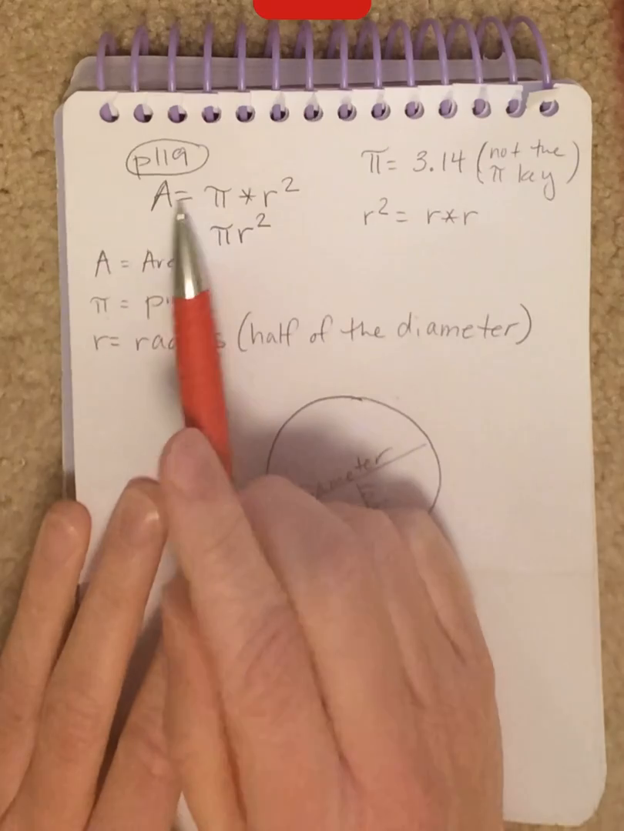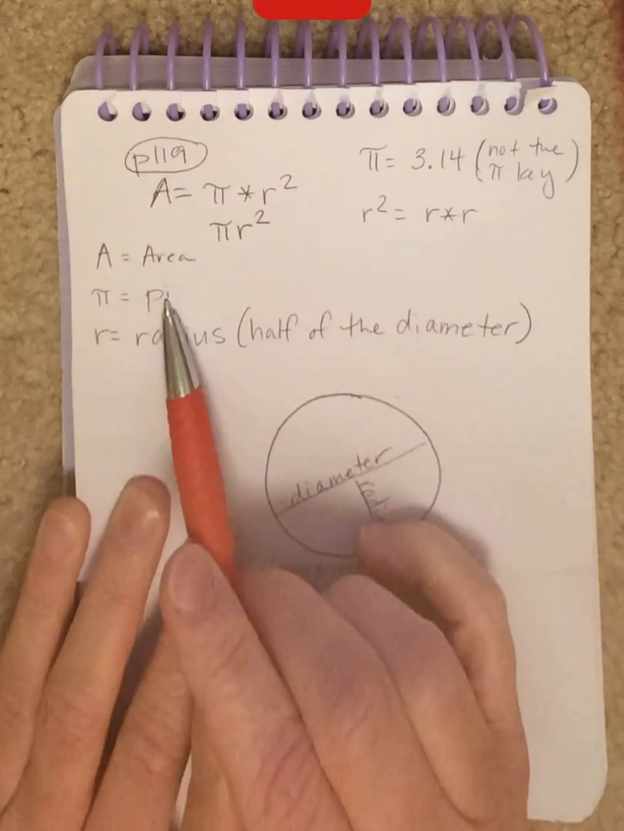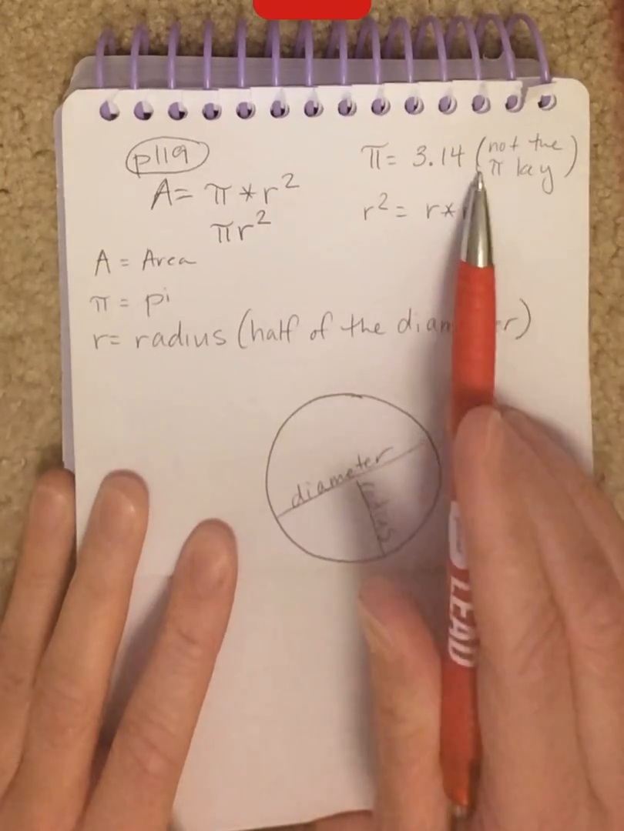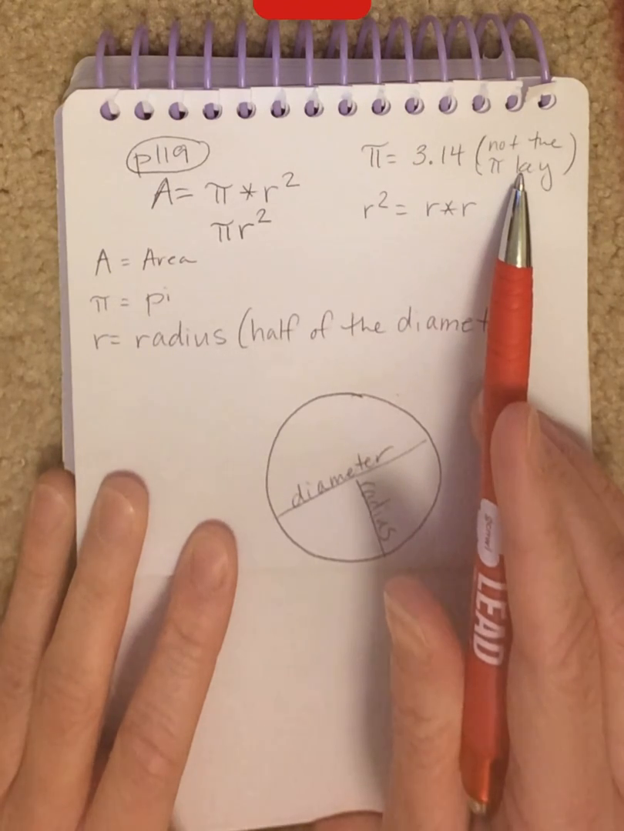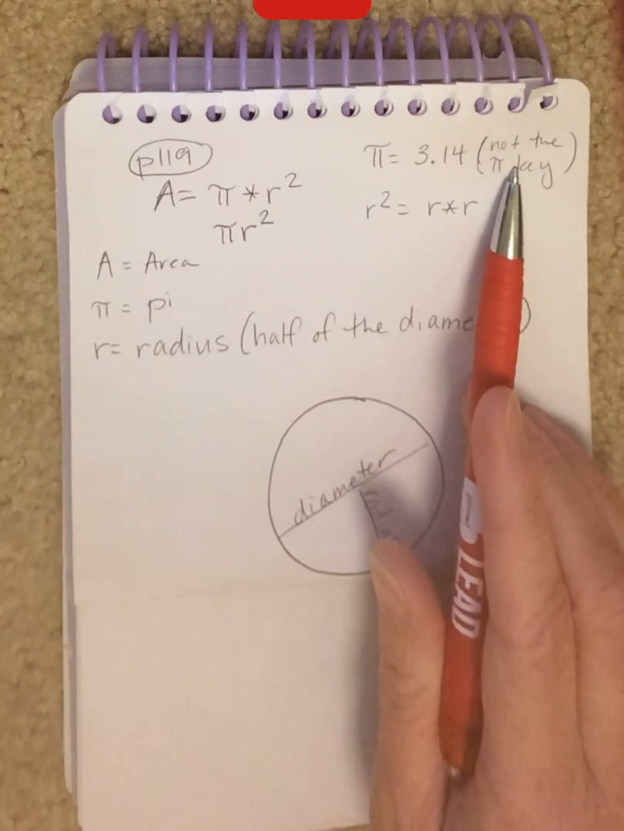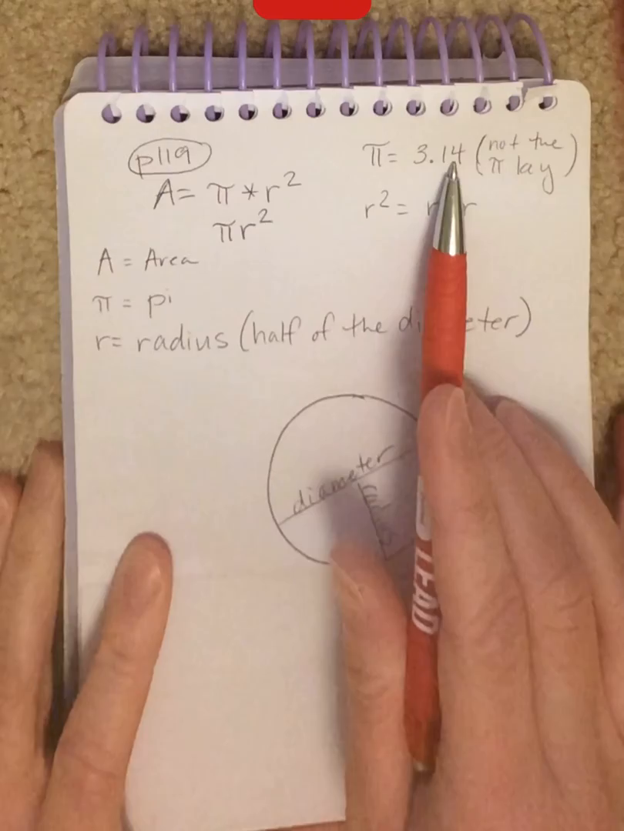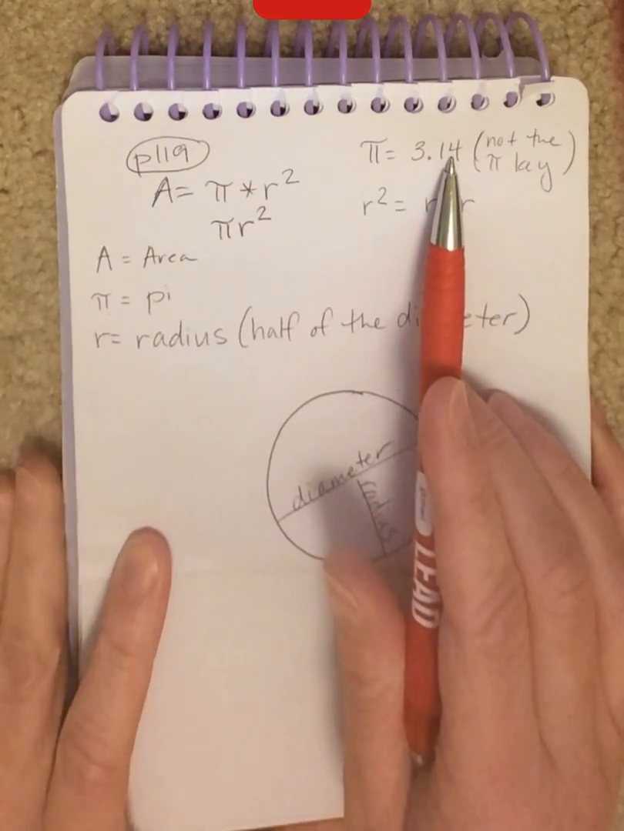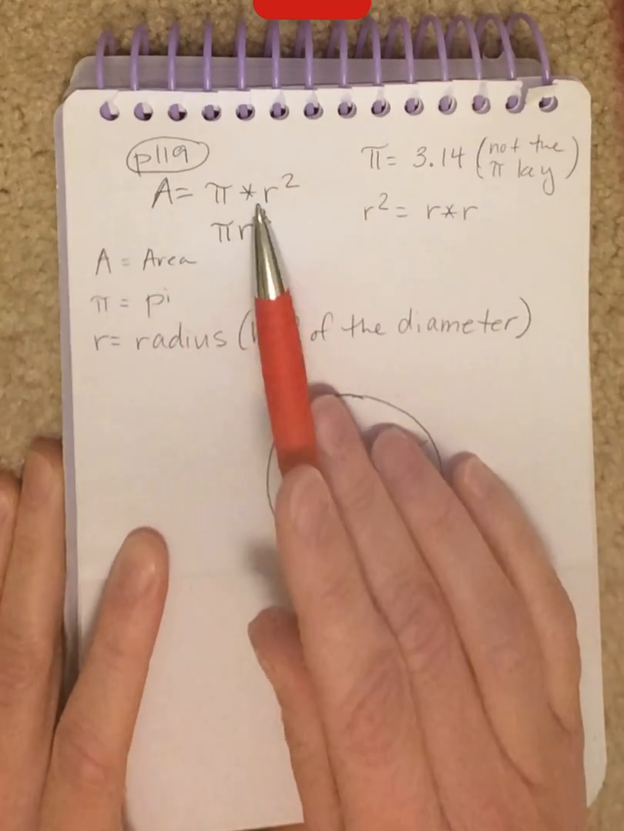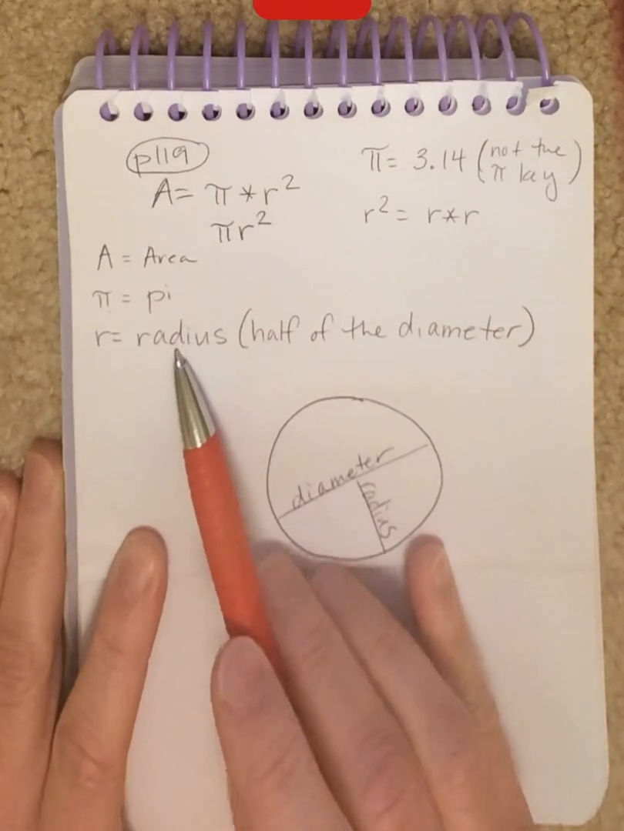The formula was A for area equals pi, and we use 3.14 for pi. Do not use the pi key on the calculator. It will give you a decimal that's non-terminating, and it won't give you nice, neat numbers. So use 3.14 throughout this packet, like it's stated to do in the directions, times r squared. So area equals pi times r squared. R squared means r times r, and r equals the radius of the circle.